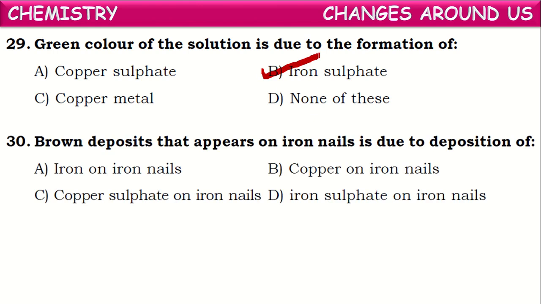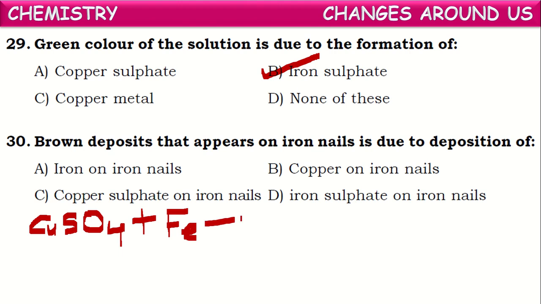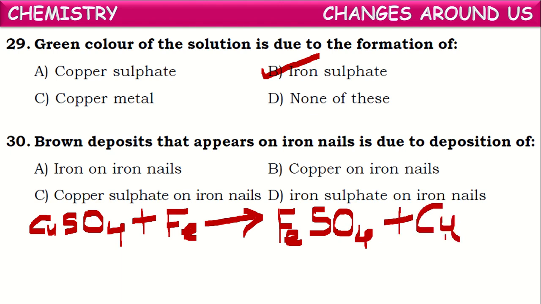Next one: brown deposits that appear on iron nails are due to the deposition of. Let us see the equation regarding this so that we can understand. Copper sulfate has blue color initially. To this, iron nails are added. We know the iron formula is Fe. So here iron displaces copper from copper sulfate and forms iron sulfate. This we can also call a simple displacement. So FeSO4 is formed and copper is eliminated, deposited out.